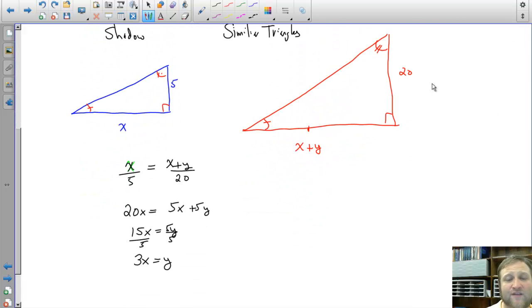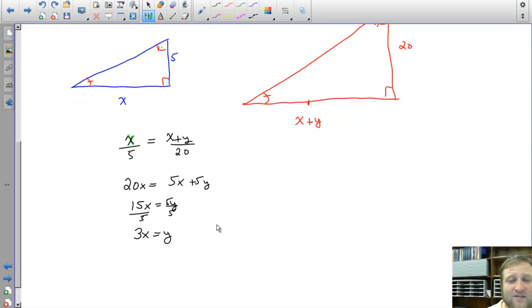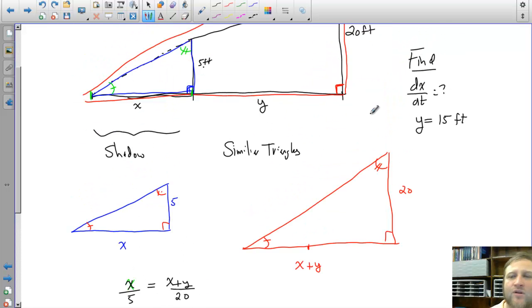Notice here, we're looking for dx over dt. So we're going to have to take the derivative of this thing with respect to time. So we're going to have 3 times dx over dt is equal to dy over dt. Okay, so we're looking for dx over dt.